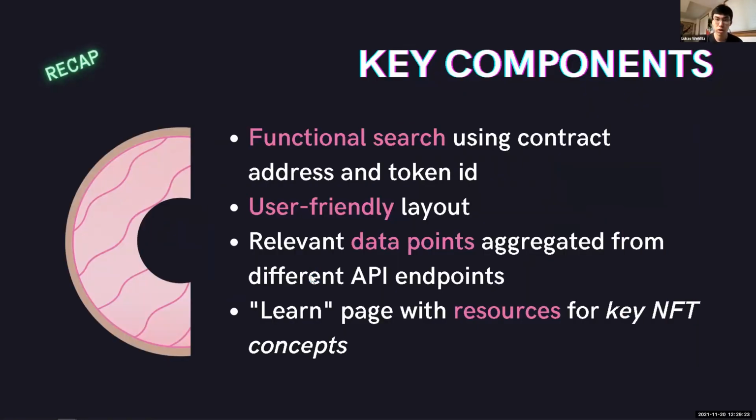Okay, so our key components on our website include a functional search using the contract address and token ID. So use the contract address of the collection to get specific data just for that collection. We have a user-friendly layout, big icons, colorful, all that. And we have relevant data points from multiple API endpoints. And just like Team 1, we also use the OpenSea API because of its flexibility and ease of use. And like Victor mentioned, we have a learn page to help beginners learn key NFT concepts.